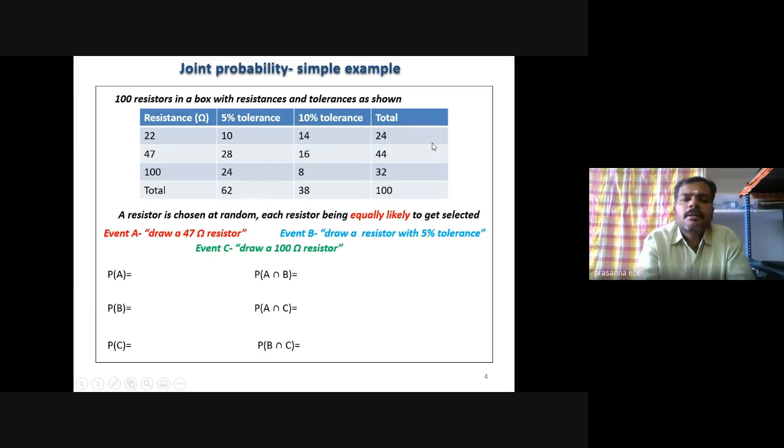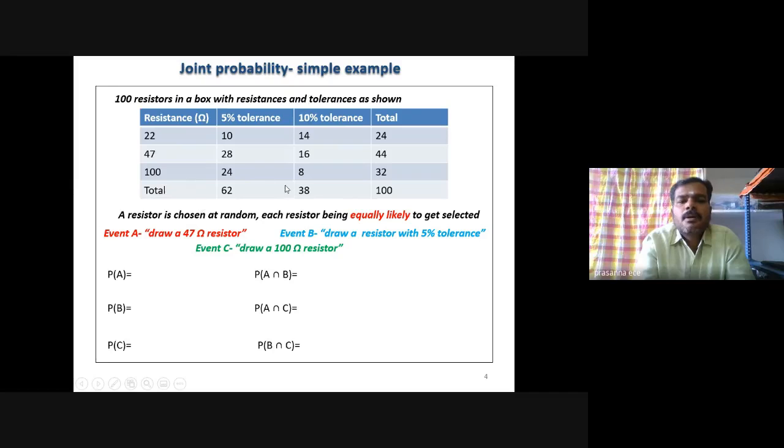Now we are creating a random experiment where a particular resistor is chosen at random, each resistor being equally likely to get selected. We define three events in this experiment. Event A is drawing a 47 ohms resistor. Event B is drawing a resistor with 5% tolerance. And I'm defining another event C, which is drawing a 100 ohms resistor. Using this, I want to calculate some probabilities from this sample space. So we have an experiment, we have a sample space, and we have defined three events. Now I want to assign probabilities for these three events.